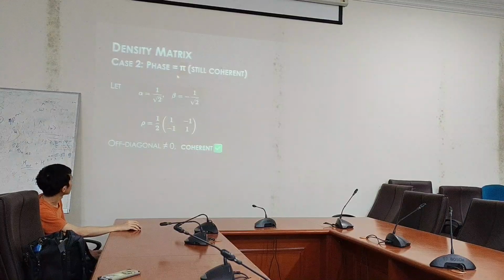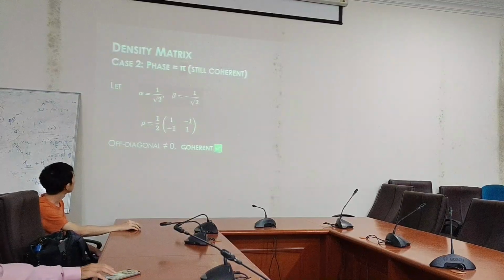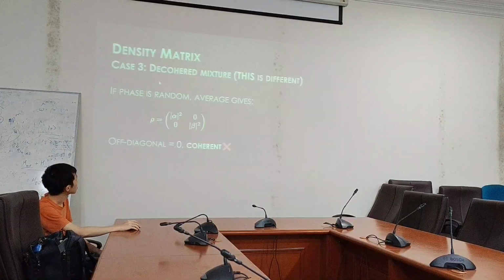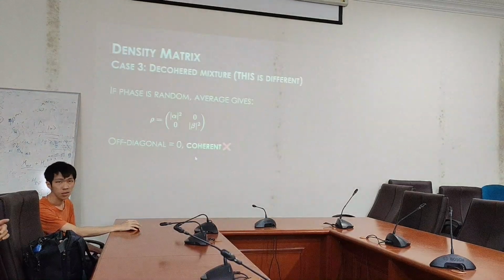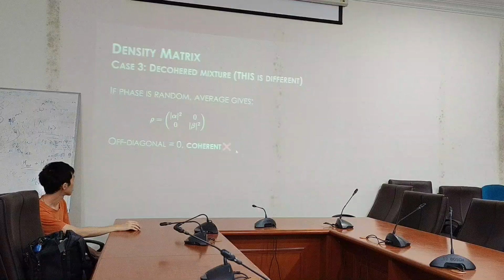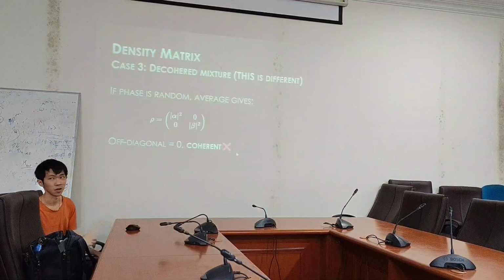In case 2, if the phase is high, it's still coherent because it goes up, it is an odd number, a -1, not 0. In case 3, it is decoherent, which means the phase is random and its average will be 0, so it is not coherent. Incoherent. We need to write incoherent. The word should be incoherent, or not decoherent.